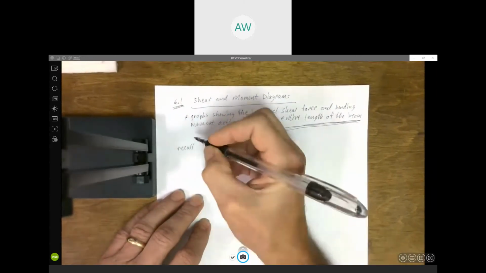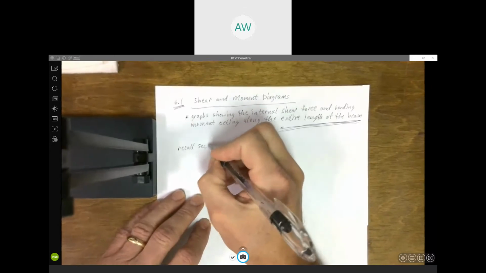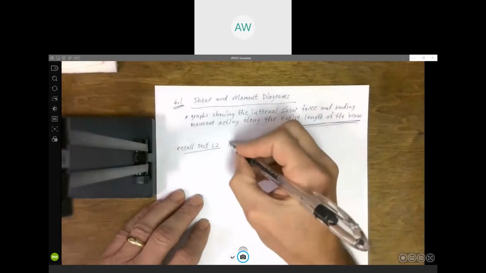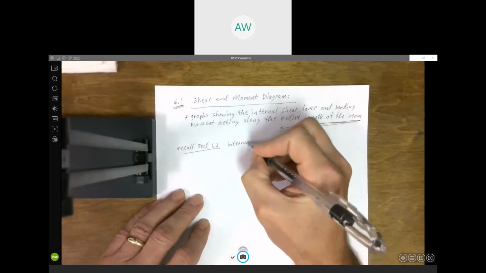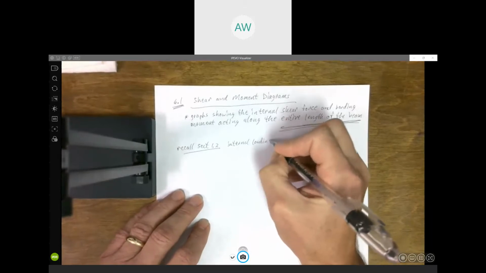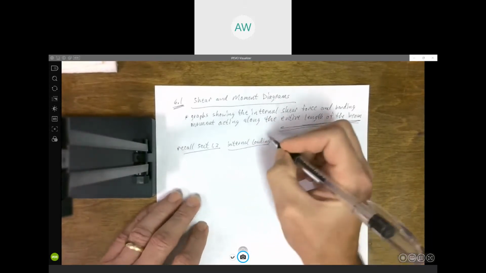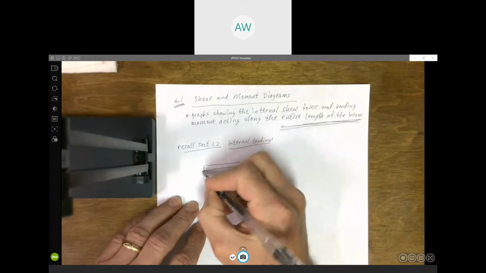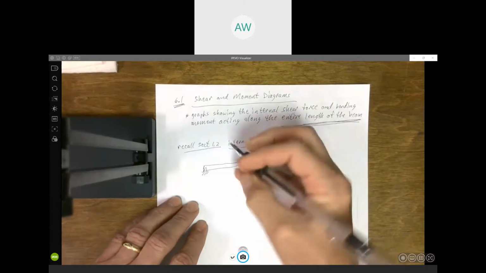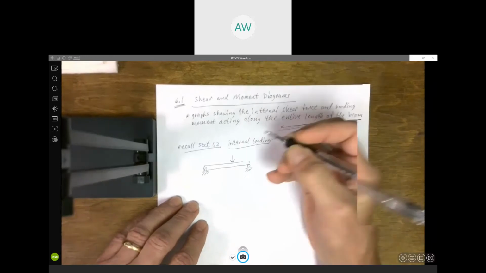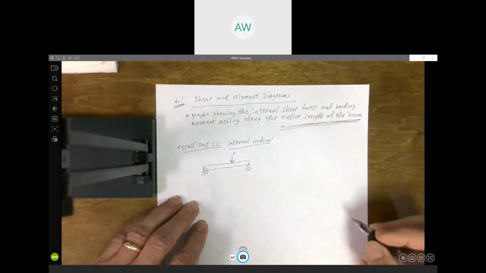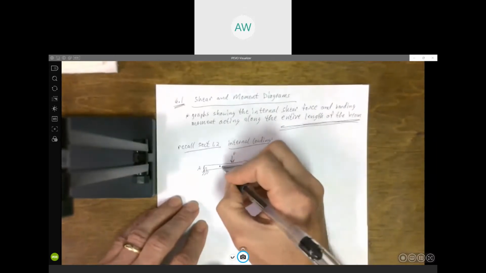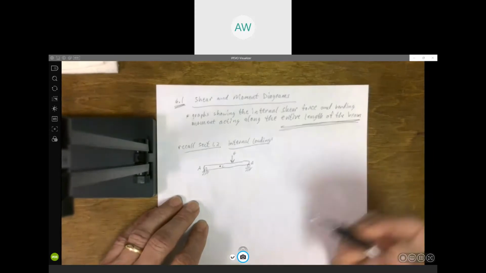Again, if you go back to, pretty sure it was section 1.2, we found internal loading. So we had a problem, maybe, for example, something simple here. We had a beam like this, simply supported. I've got some force applied. And you were asked to find what the internal loadings were at some point, like C, right?